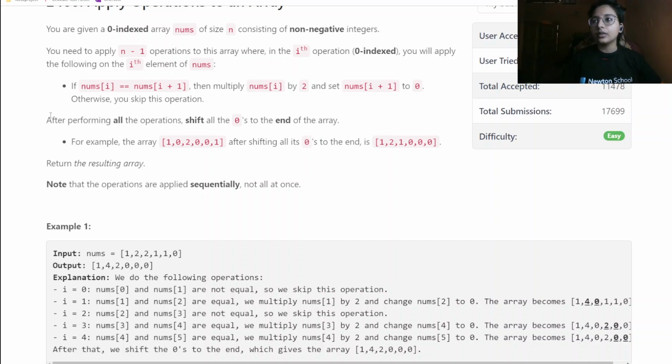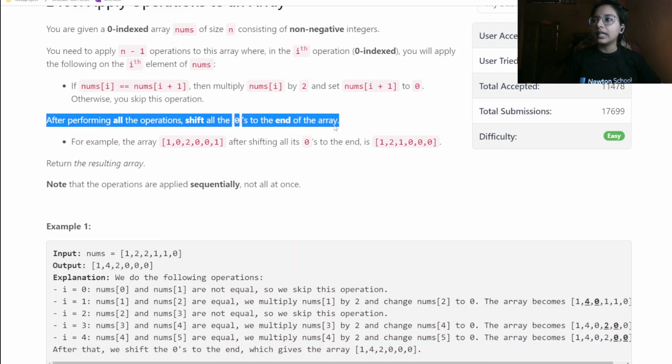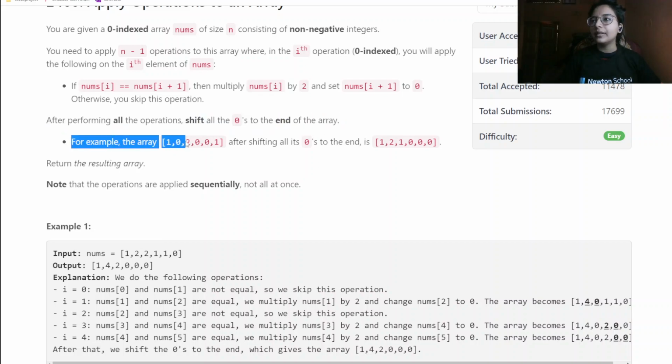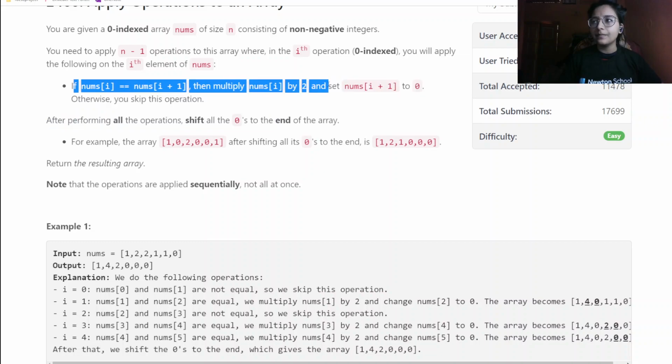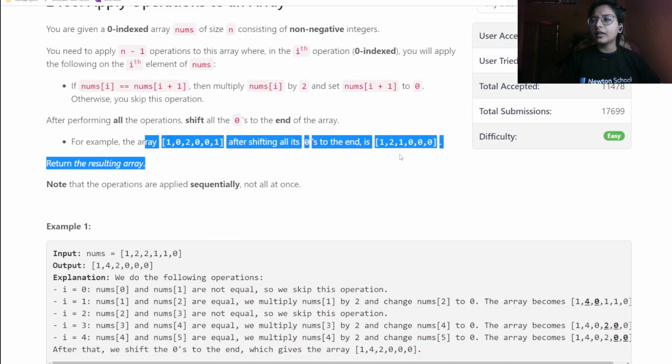And the next thing you are required to do is that after performing all operations, shift all zeros to the end of the array. For example, the array 1, 0, 2, after shifting all zeros to the end, will become something like this. So basically this question is divided into two parts. First we perform this particular operation, and then we perform the shifting of all the zeros to the end.